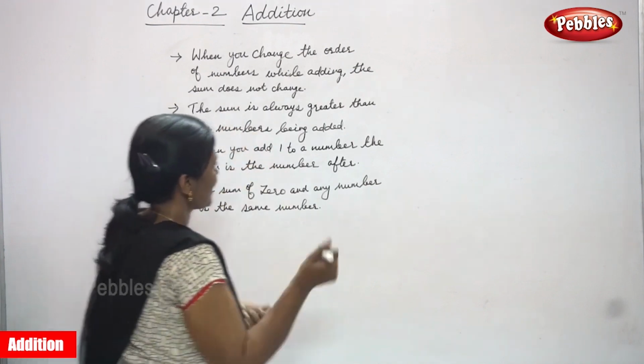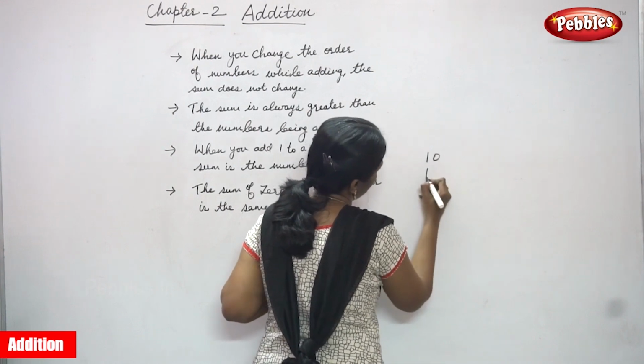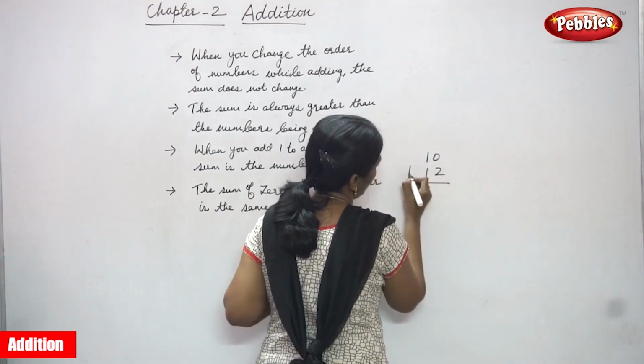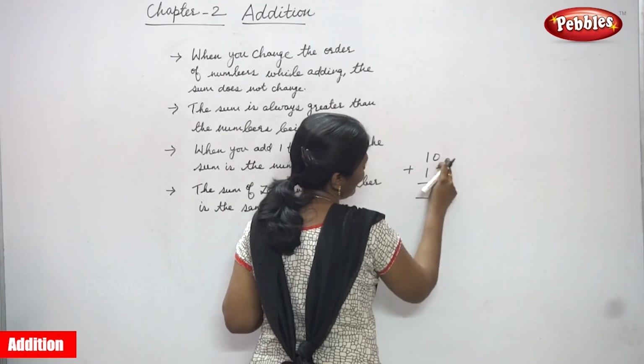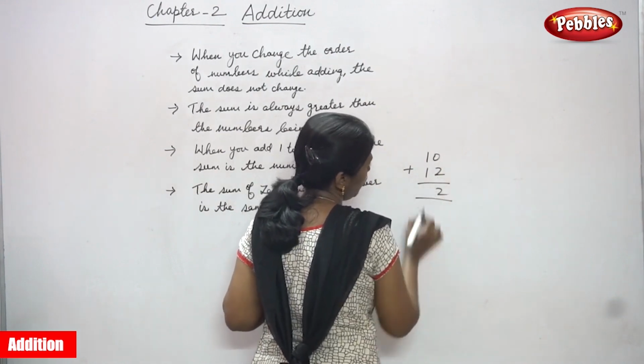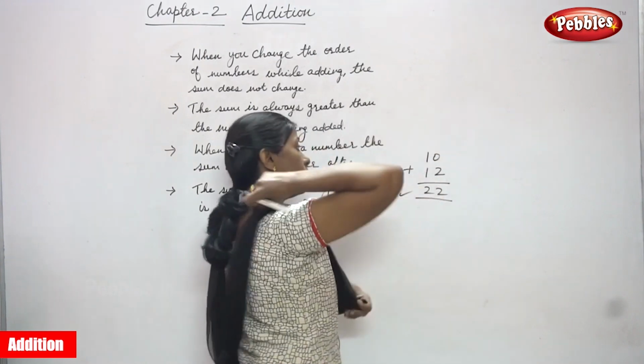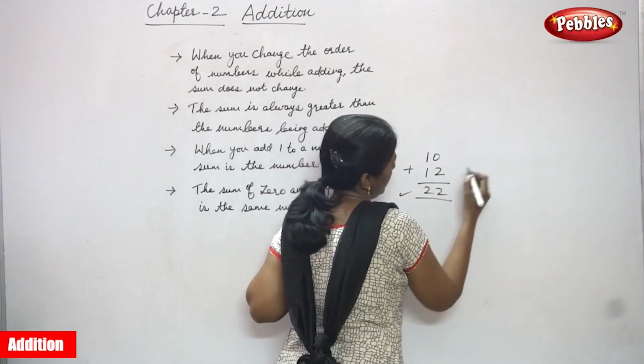That means, for example, I'll tell you, that is 10 plus 12. You are going to add, okay? This is the first number, this is the second number. So I'm going to add 0 plus 2, you get 2. 1 plus 1, you get 2. The answer is 22. Now, we are going to change the order.